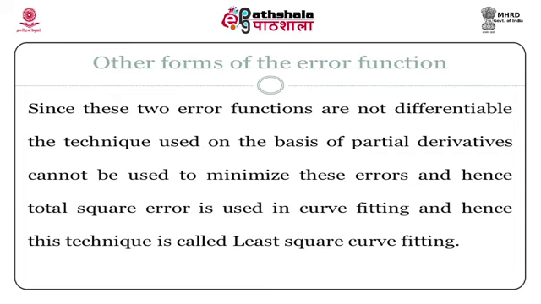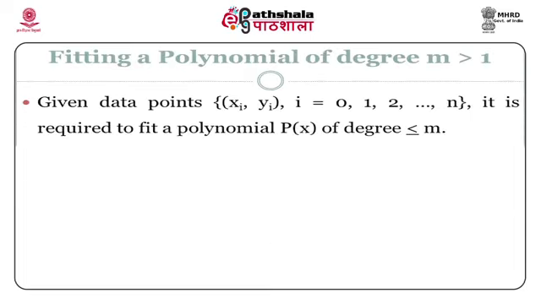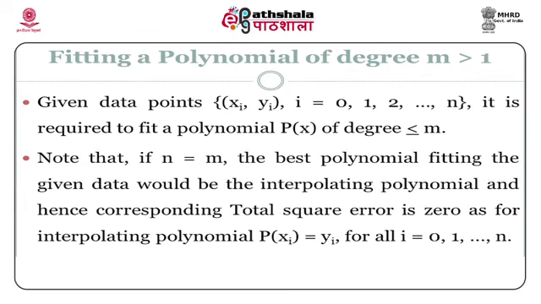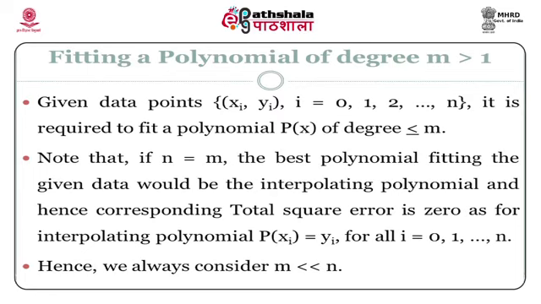Fitting a polynomial of degree m greater than 1 is again similar. Given data points (xi, yi), i = 1 to n, it is required to fit a polynomial p(x) of degree less than or equal to m. Note that if n is equal to m, the best polynomial fitting the given data would be the interpolating polynomial, as in that case the corresponding total error will be 0, because p(xi) will be equal to yi. Hence, we always consider m very small as compared to n.